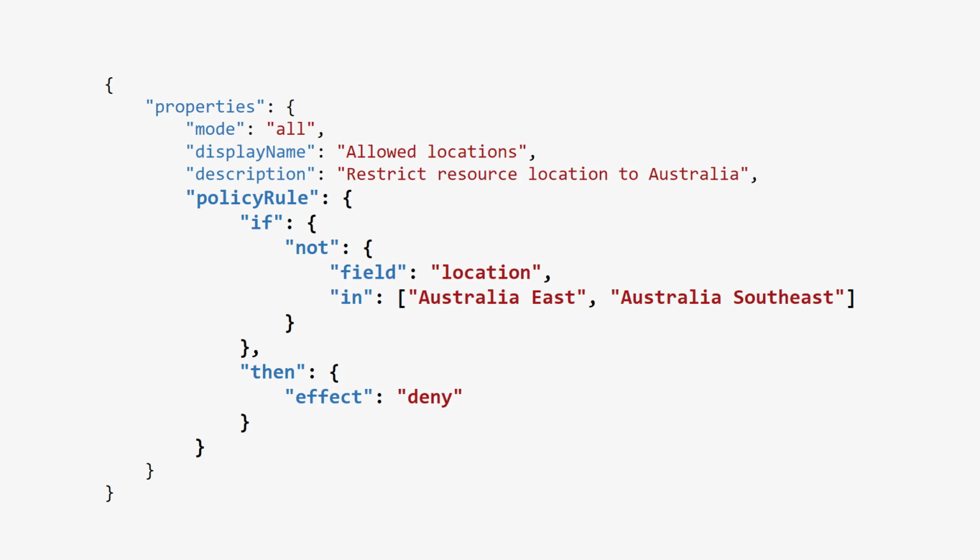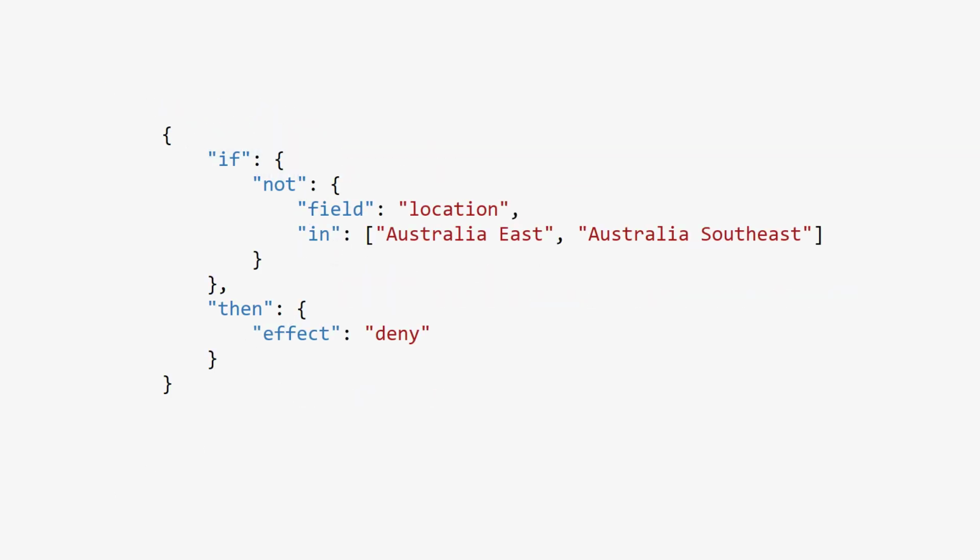We are going to focus on this policy rule. Okay, so let's take a closer look. I've extracted the policy rule so that we are not bothered by the other details. Let's now take a look at the schema of the policy rule.